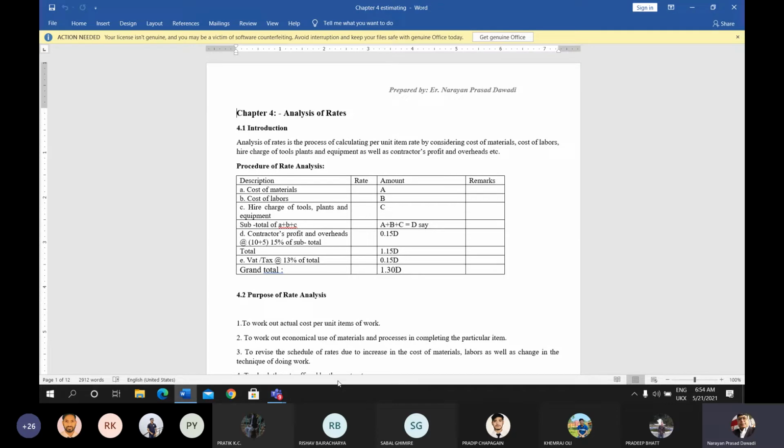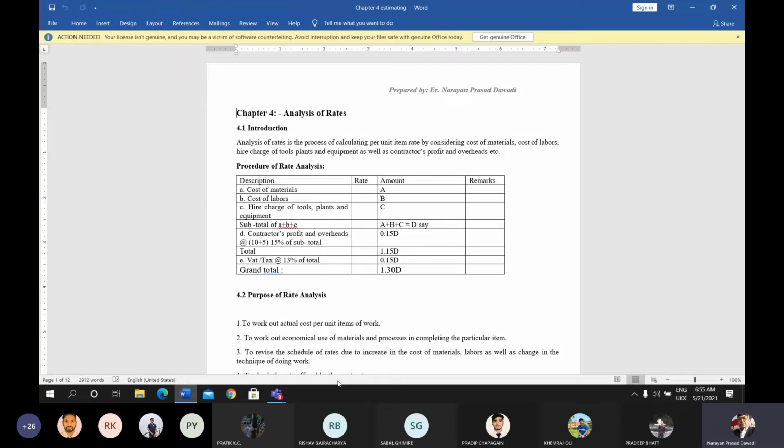It can be used to revise the schedule of rates due to increase in cost of material. It is also used to revise the rates. If we have to prepare the revised estimate, in that case the revised quantity as well as the revised cost is calculated. It helps to revise the schedule of rates due to increase in the cost of the material. If the material cost is increased, the schedule of rates should be changed.